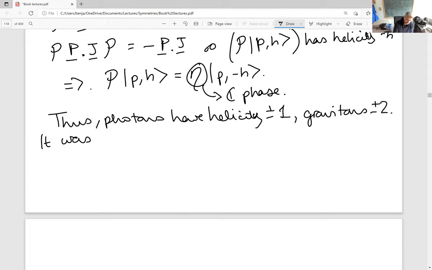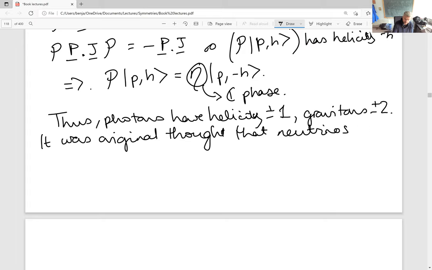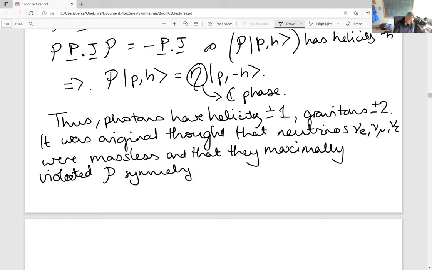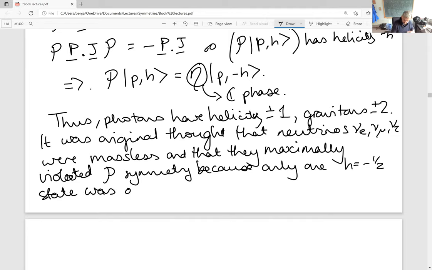It was originally thought that the neutrino was massless. That all neutrinos were massless. So let's call them nu e, nu mu, and nu tau. It was thought that these were massless originally at the conception of the standard model, and that they maximally violated P. So violated the parity symmetry, because only one helicity state was observed. No one saw the plus half helicity state and still haven't.